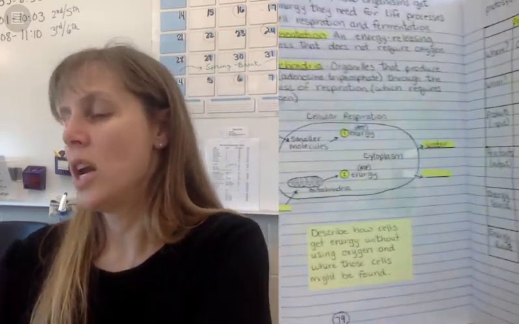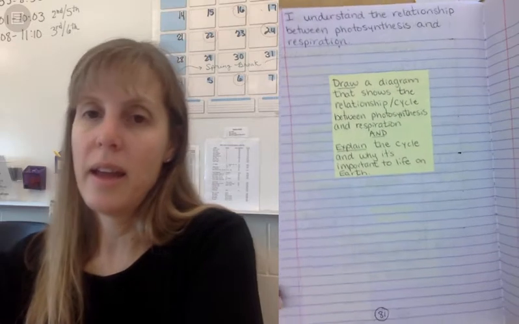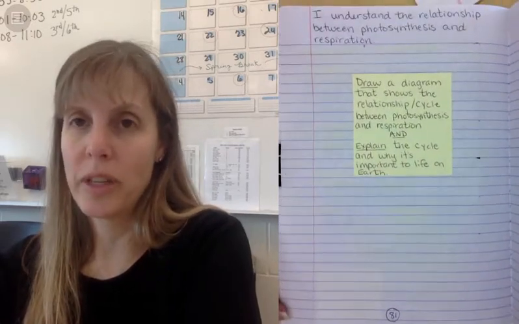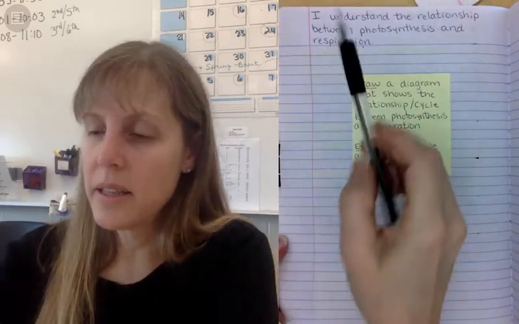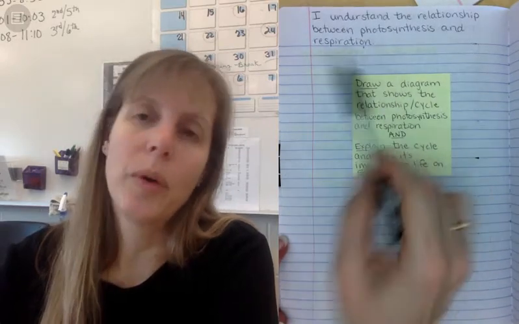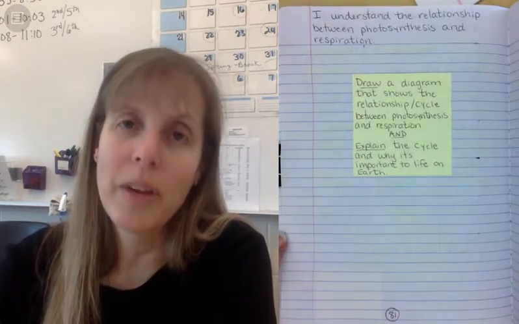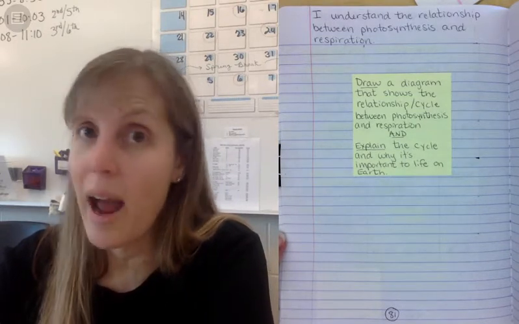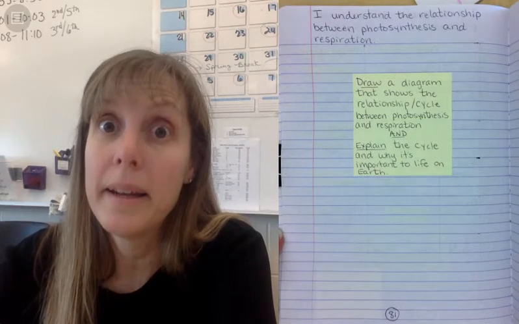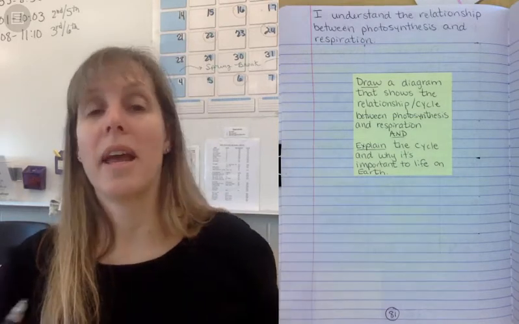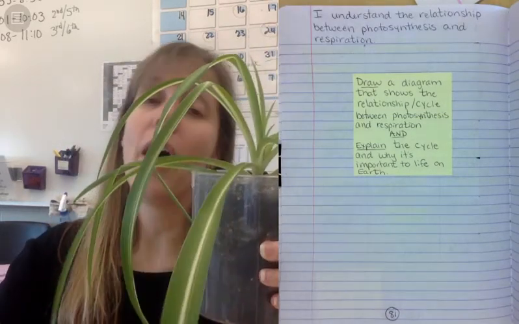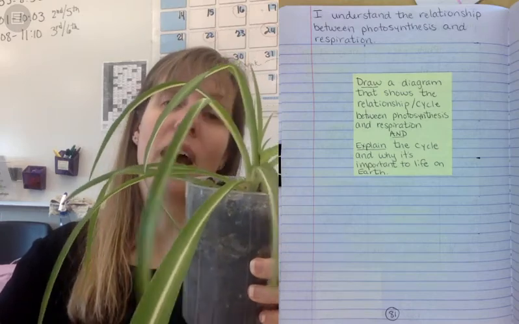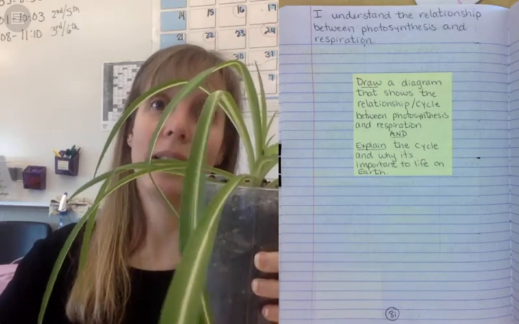On page 81, and this is the last notebook page for this particular unit, it says at the top, I understand the relationship between photosynthesis and respiration. Well, they're not like aunts and uncles. What I'm looking for is, what do the chemicals and processes have to do with each other? They're absolutely 100% necessary. Just like this plant, it's absolutely 100% necessary for my survival if it was just the plant and myself on planet Earth.